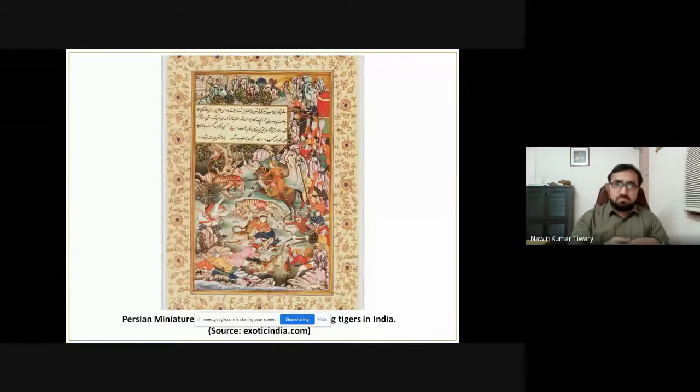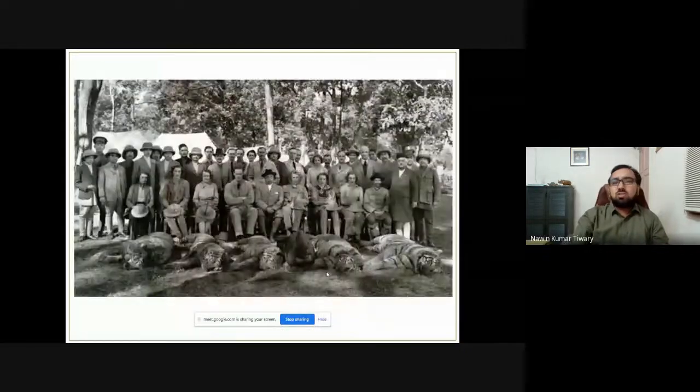So even when the Mughal dynasty fell after 1857, it just continued. I'll go on and show you a couple of images that will show you what kind of brutality we have done to tigers in the past. This is the story of how we have played with big cats. So that's the title of the story that we have given: playing with big cats.